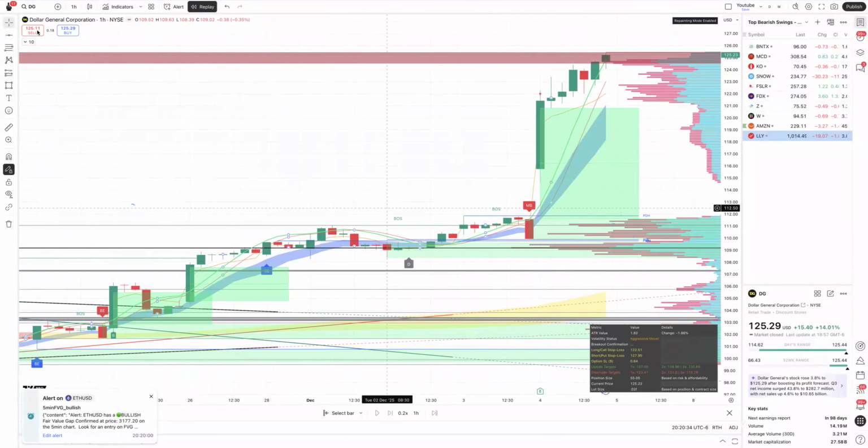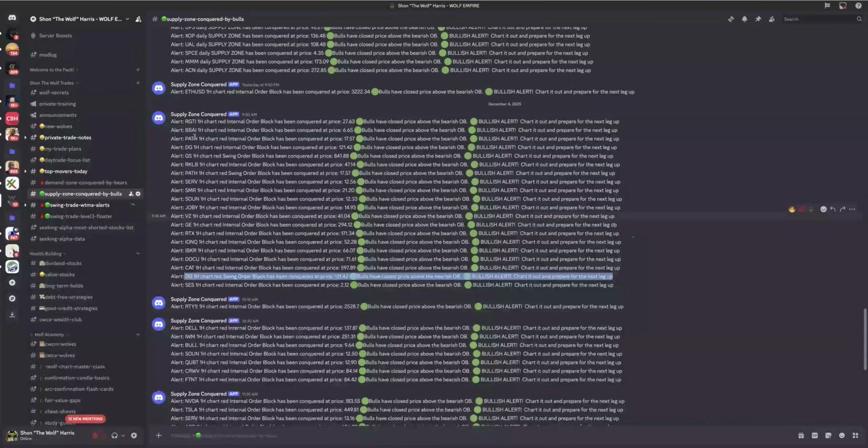So as a trader, this is invaluable information to be getting, when an order block, the green one, is lost, or when a red one is broken above and it's a confirmed breakout, right? So that's what these demand zone and supply zone order trades do.